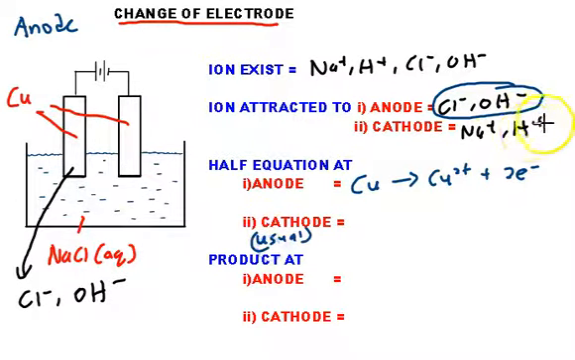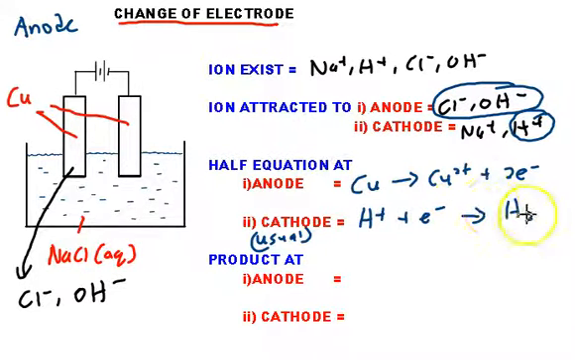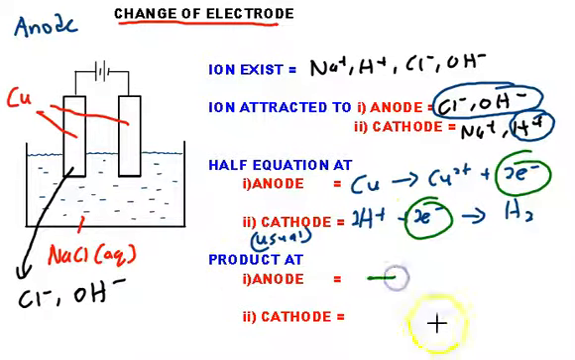Okay, now at the cathode it is as usual. You will have the hydrogen ion discharged because it is lower than the sodium. So you'll have 2H+ + 2e- → H2. For the half equation, remember you must have electrons over here. So for the anode you don't have a product, but at the cathode you will have hydrogen gas coming out. And what is your observation here?